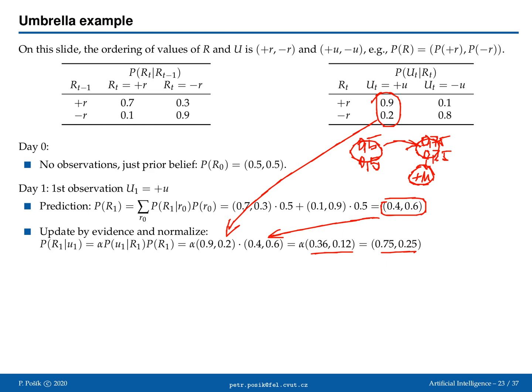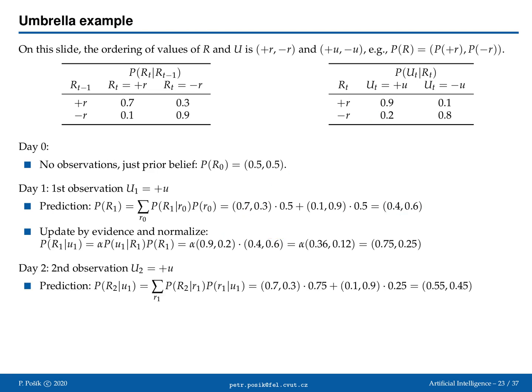Because bringing an umbrella is quite strongly correlated with the rain, we can somehow judge that the probability of rainy weather outside should be larger if we observe that the boss brought an umbrella. And you can do that for another day. So you have your current estimate, or current belief, over your states.